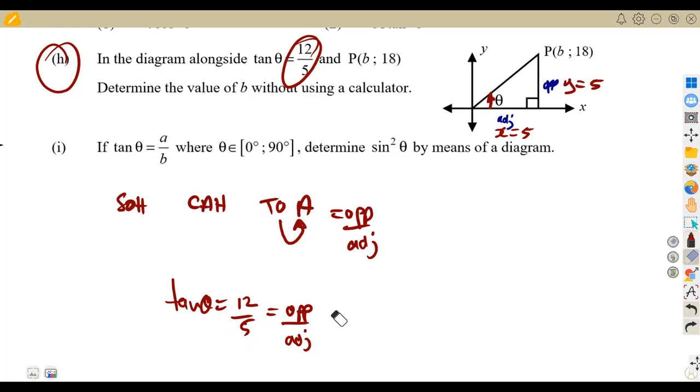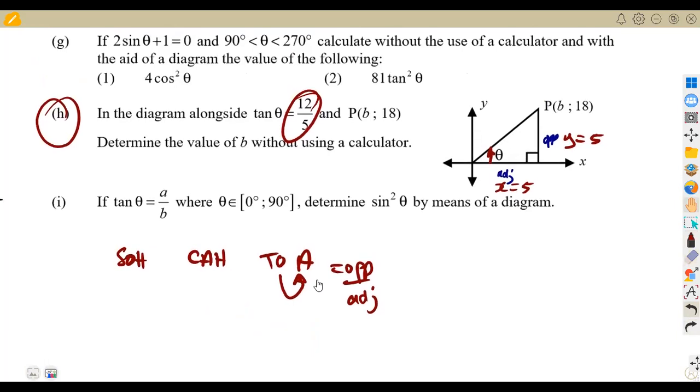Where am I getting the 5? Here I wrote a 12 properly, now I'm writing a 5. This is a 12, guys.